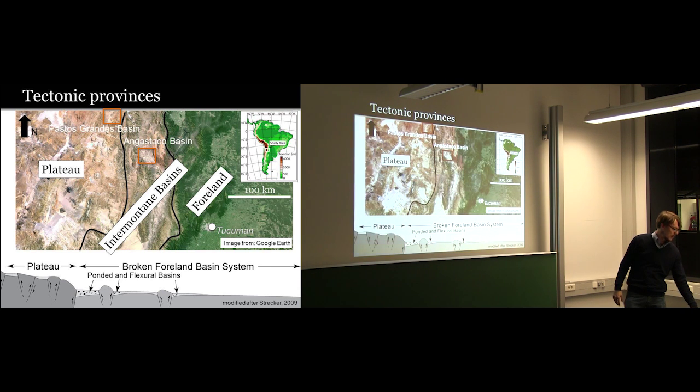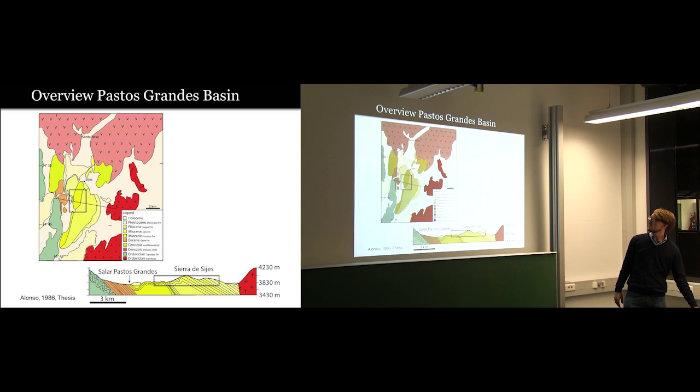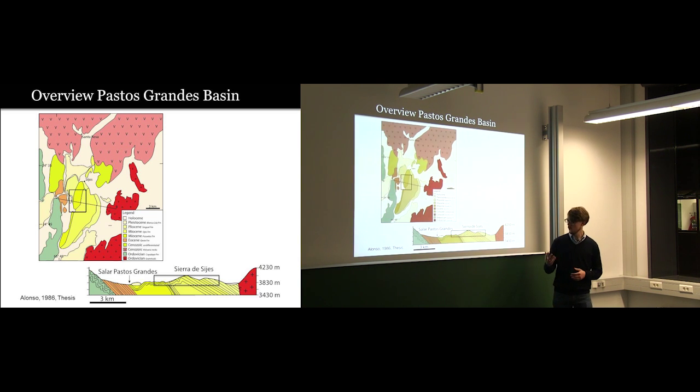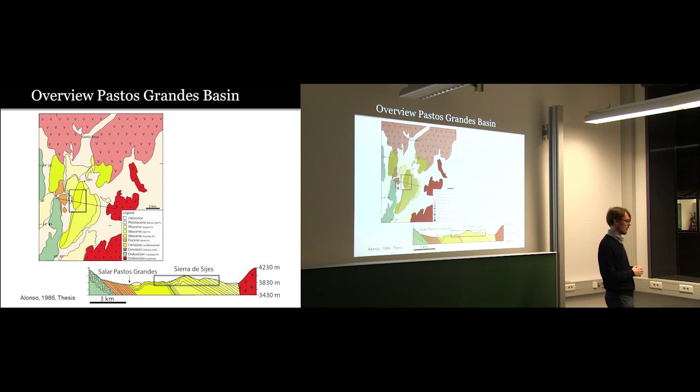And again, to remind you, so our intermontane basin zone, our foreland zone. And let's go into the Pastos Grandes section that always was interpreted to be at high elevation of 4 kilometers. This is today located at 3.8 to 4.2 kilometers right here. And this is just to show you that there's a lot of deformation in these Miocene sediments. And we analyzed the sediments working along this kind of profile here in the Pastos Grandes Basin.